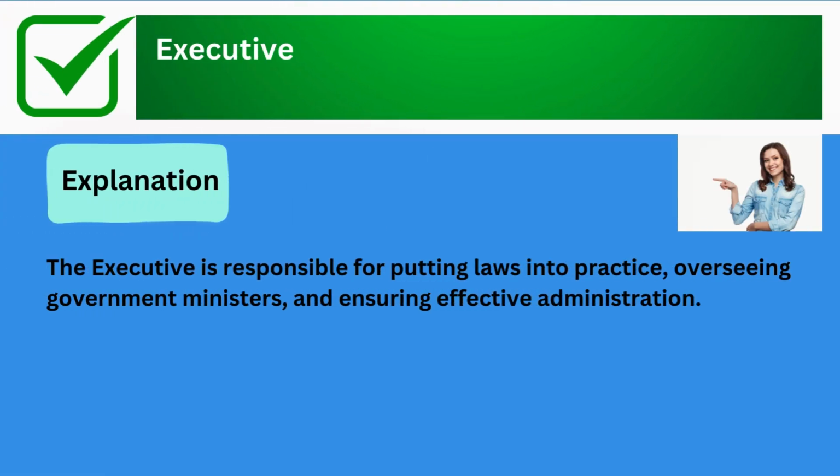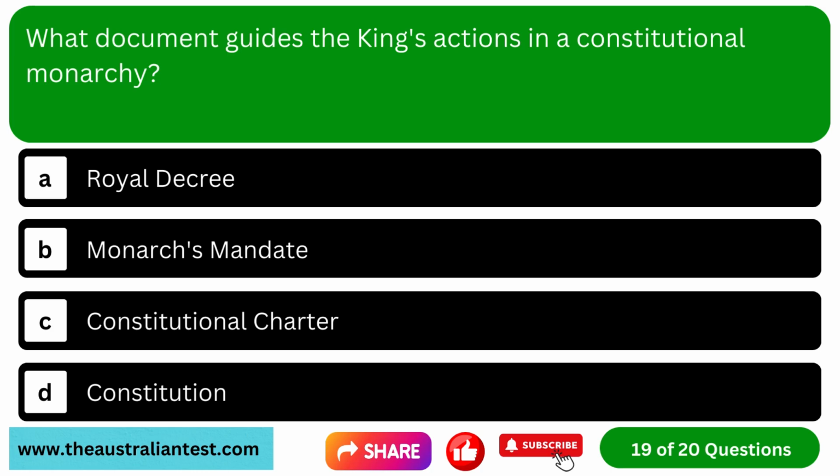The correct answer is executive. Explanation: the executive is responsible for putting laws into practice, overseeing government ministers, and ensuring effective administration. Question 19. What document guides the King's actions in a constitutional monarchy? Option A, Royal Decree. Option B, Monarchy's Mandate.